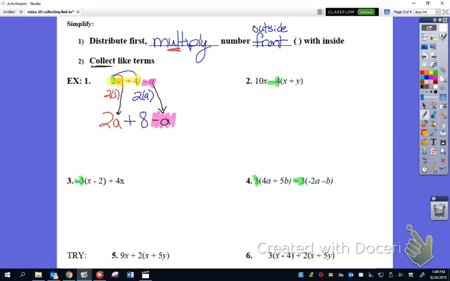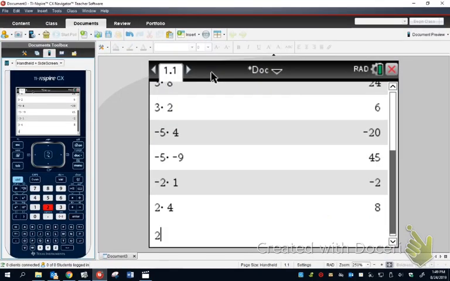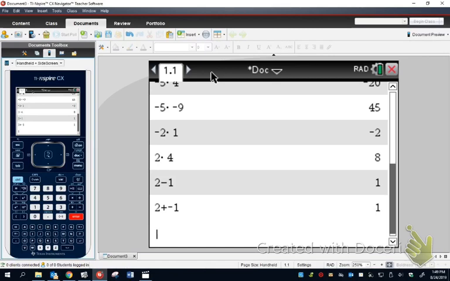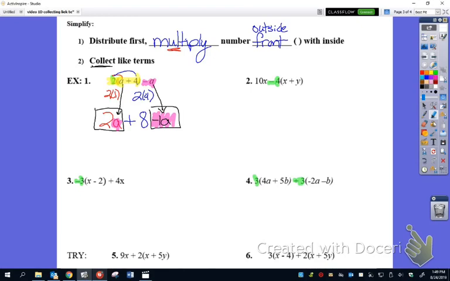Now, I've distributed. Now I'm going to collect like terms. So 2a minus 1a, because there's an a there, and this one has an a. If they both have an a, I do what it says. 2 minus 1. Some people like to do 2 plus a negative 1, which is fine. You get the same answer. When you combine like terms, it's like putting them together. So that is 1a, and then you bring down plus 8, and there's your answer.